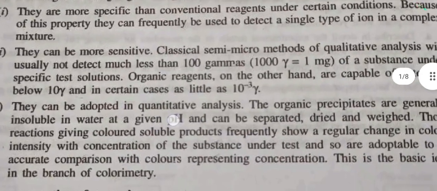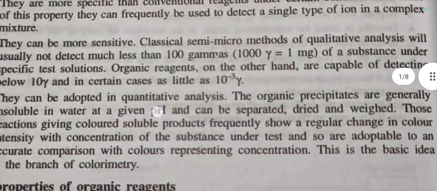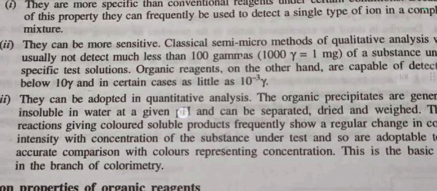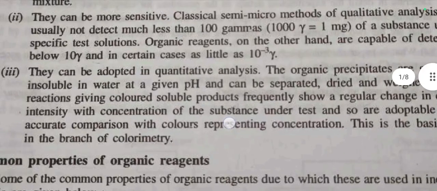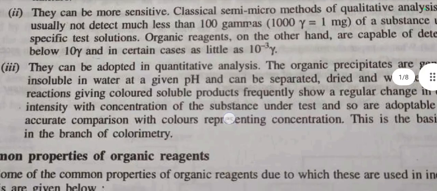Classical semi-micro methods of qualitative analysis will usually not detect much less than 100 gammas of a substance under specific test solutions. Organic reagents, on the other hand, are capable of detecting below 10 gamma and in certain cases as little as 10 raised to the power minus 3 gamma.